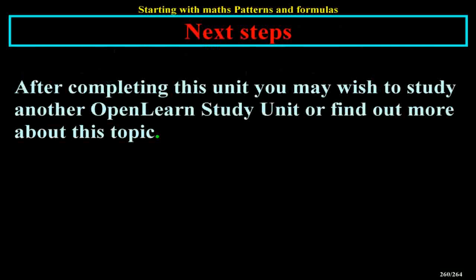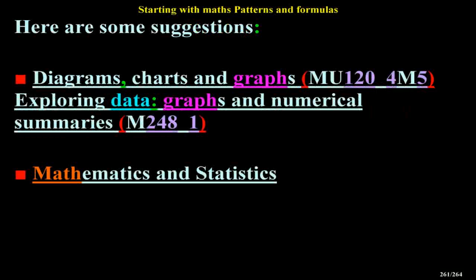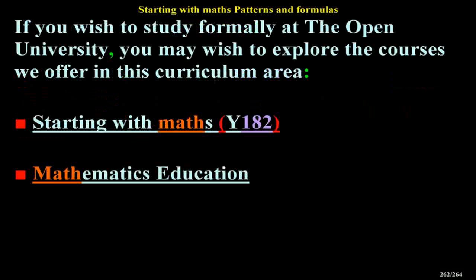Next steps. After completing this unit, you may wish to study another OpenLearn study unit or find out more about this topic. Here are some suggestions. Diagrams, charts and graphs: M124 Book 5 Exploring data. Graphs and numerical summaries: M248-1. Mathematics and statistics. If you wish to study formally at the Open University, you may wish to explore the courses we offer in this curriculum area.